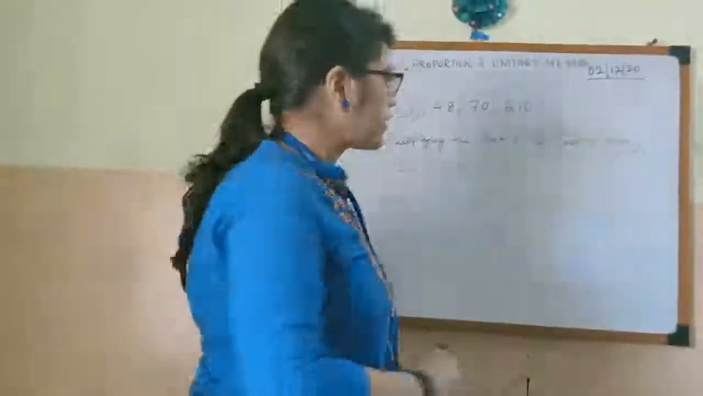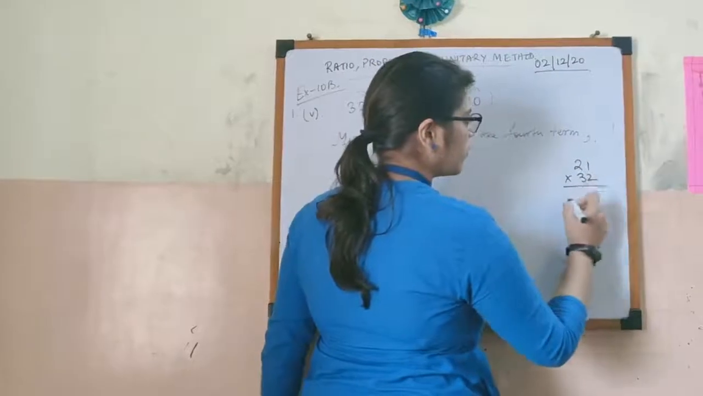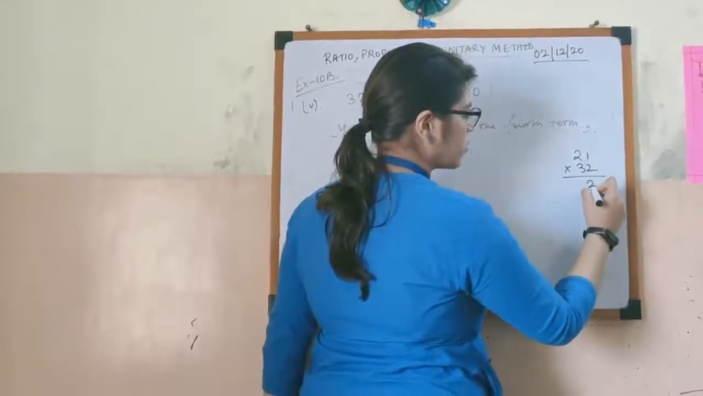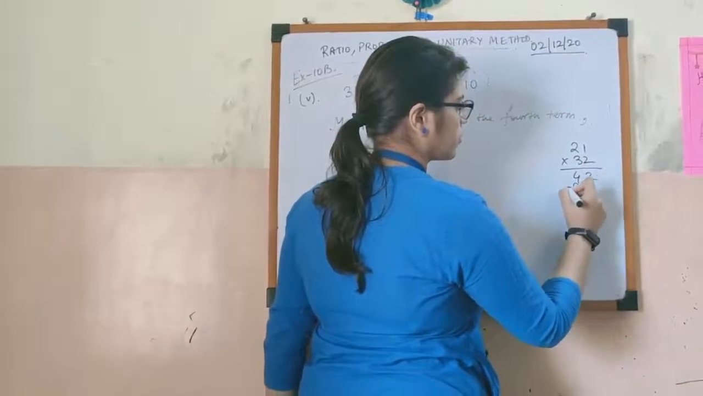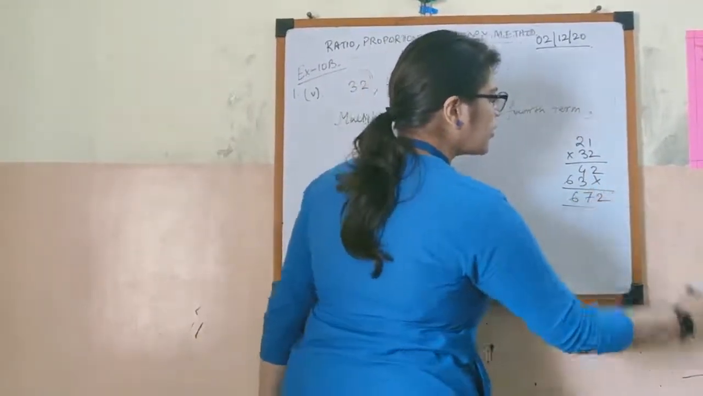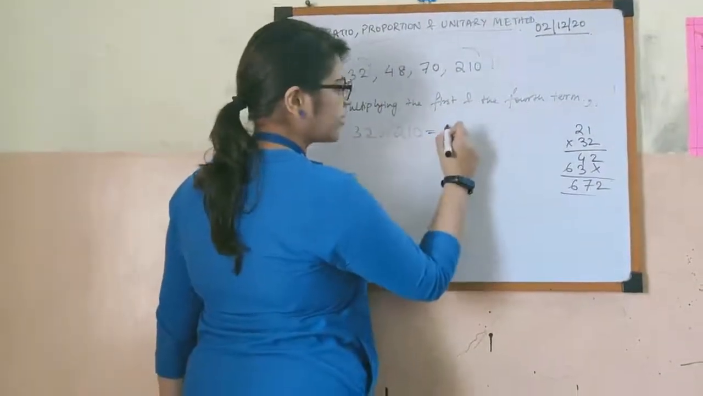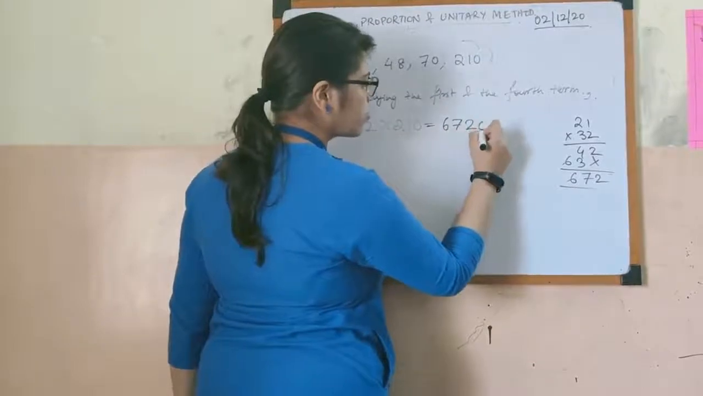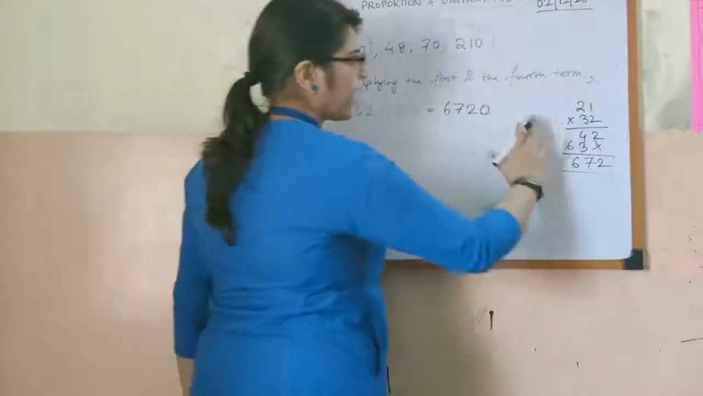So that means what? If I multiply 21 and 32, it will give us 672. So 32 and 210 gives us 6720. This is the first and last terms, the extremes.